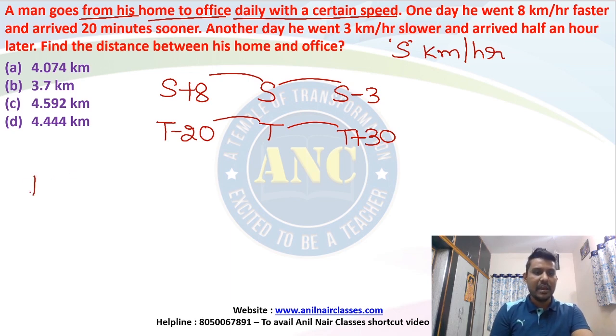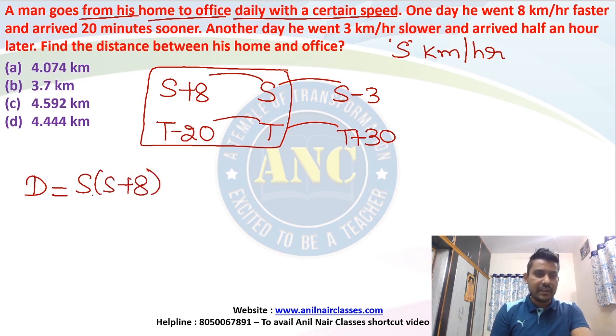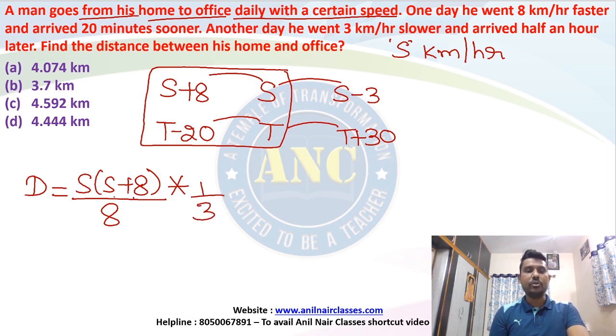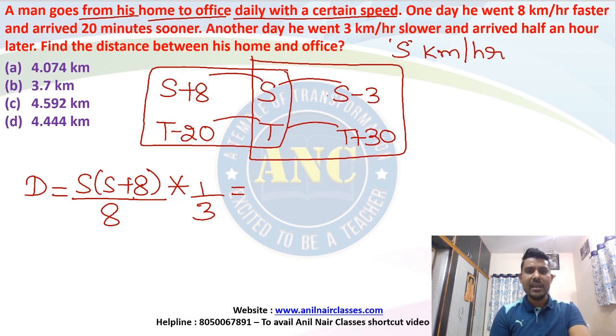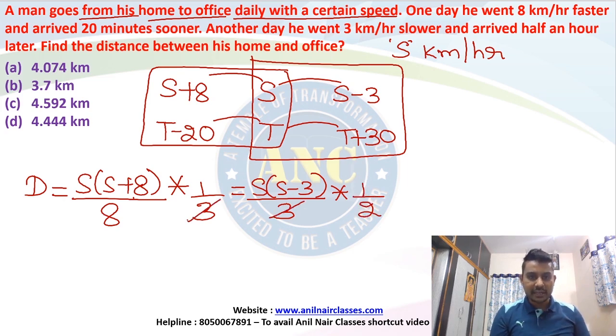Same to same logic: distance is equal to speed into time. If I take the first two parameters, distance is S into S plus 8, divided by the difference between the speeds, that is nothing but 8, multiplied by time. 20 minutes is nothing but 1 by 3. Same distance can also be written taking the last two parameters into consideration: S into S minus 3, divided by the difference between the speeds, which is 3, multiplied by the time, half an hour, which is 1 by 2. So 3 cancels with 3, and S cancels with S. Just cross multiply and simplify, and you should definitely get the answer.